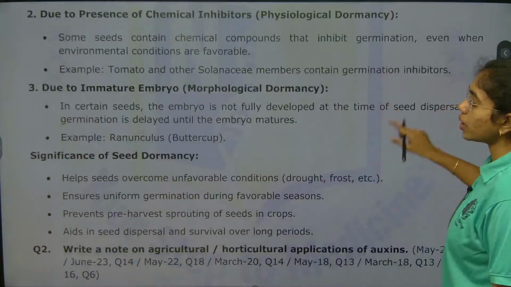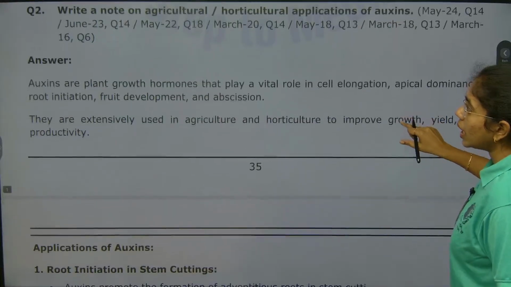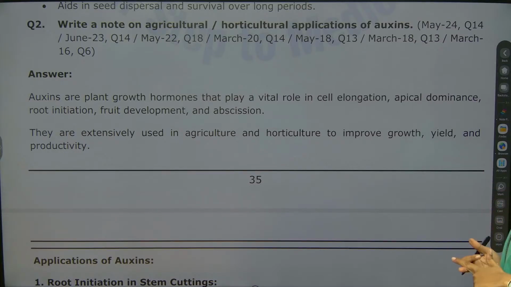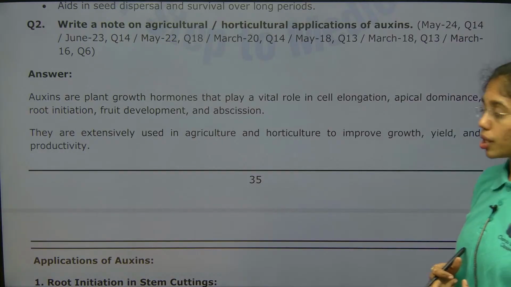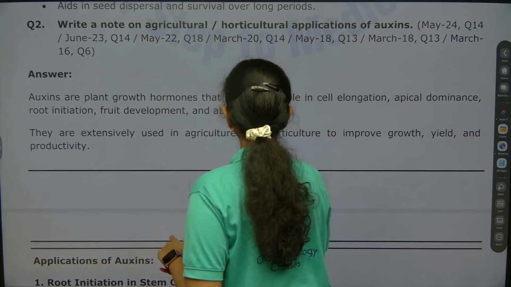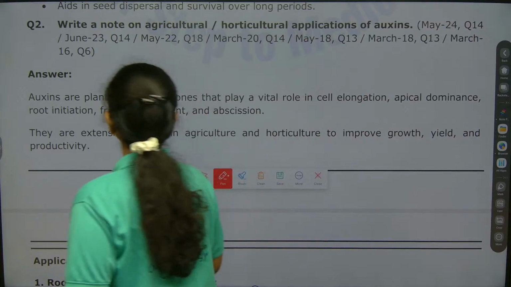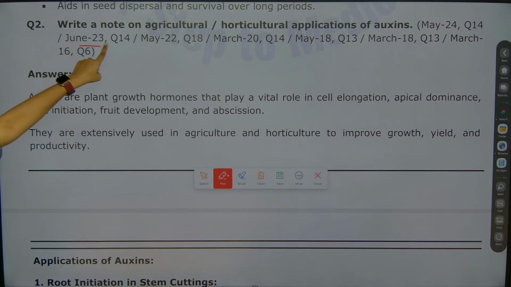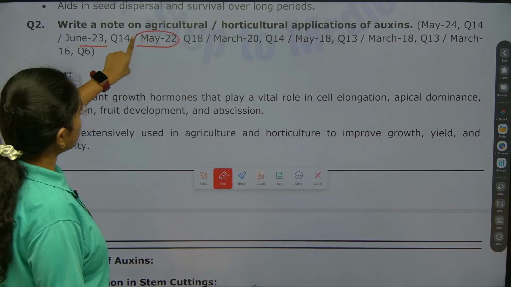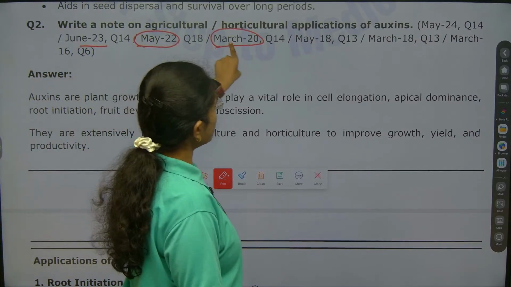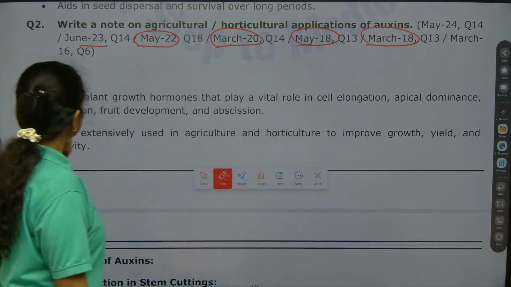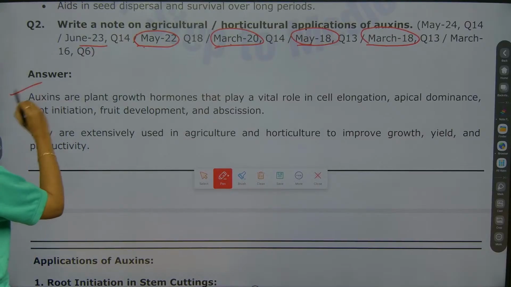Next, these are the points to be remembered for dormancy. Next is: write a short note on agricultural or horticultural applications of auxins. We have to give the agricultural or horticultural applications of auxins. This appeared in May 2024, June 2023, May 2022, March 2020, May 2018 and March 2018. Fine, right? So, here we go with the answer.